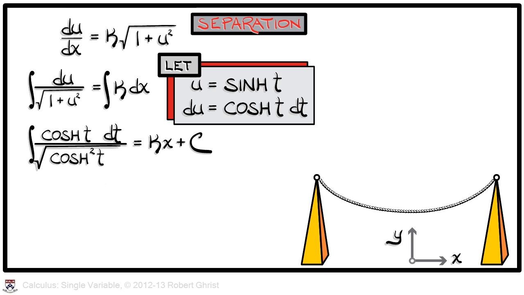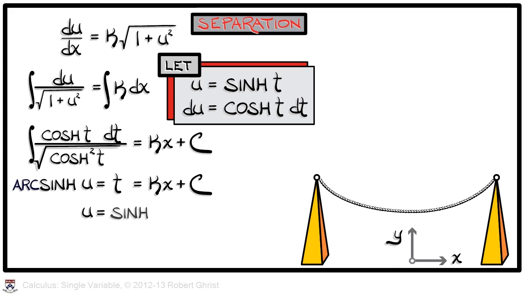On the left, we have some great cancellation. 1 plus sinh squared is cosh squared. The square root removes the square. The cosh's cancel, and we're left with the integral of dt, namely t. If we substitute back in for u, we see that this is really arcsinh of u equal to kappa x plus a constant. If we take the sinh of both sides, then we obtain u as sinh of quantity kappa x plus c.